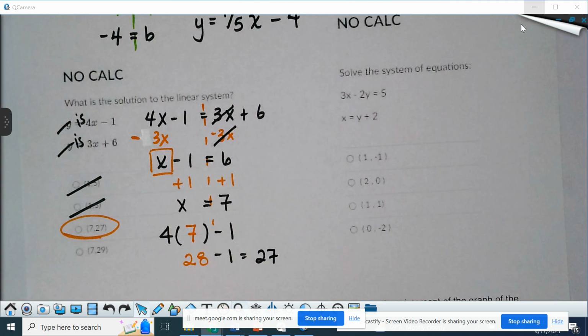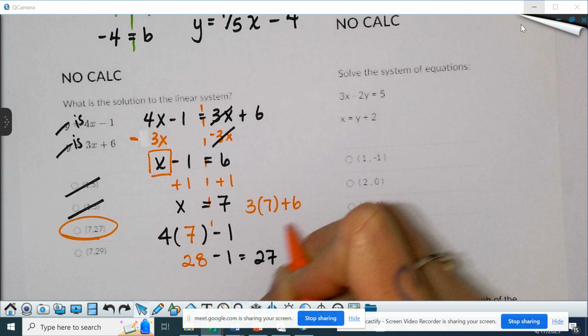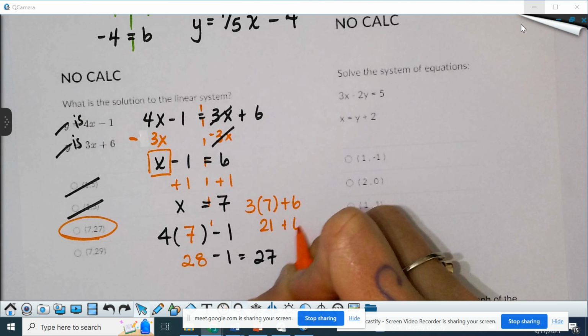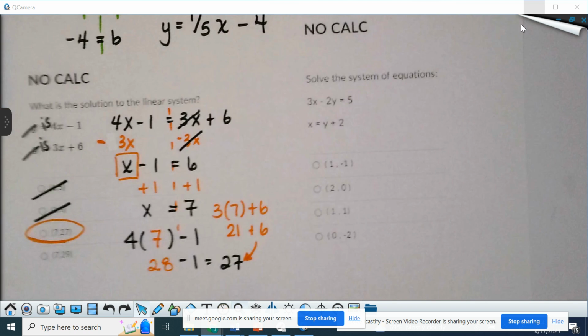And if you plug that 7 into the second equation, you should also get 27. So 3 times 7 plus 6, that gives me 21 plus 6. And again, you're back with your 27 because every x and y value, that coordinate, has to work for both equations. Last but not least, because we're running out of time, same idea here.